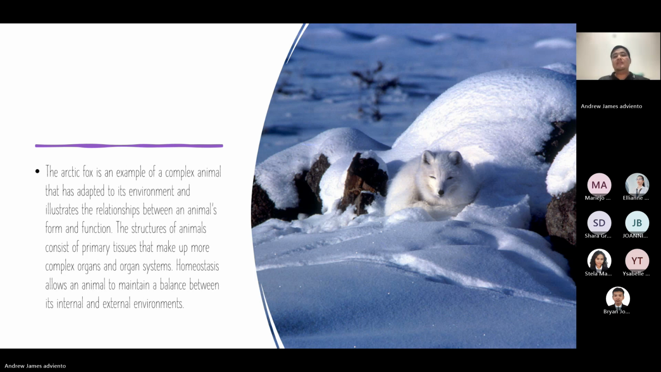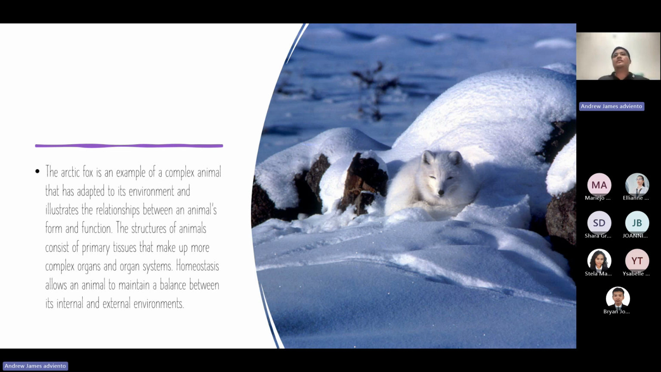Another is the size of its ear. If you can see, the ear of the Arctic fox is smaller, so that it can also contain its body heat. It has a black nose that can absorb heat when sunlight is available.